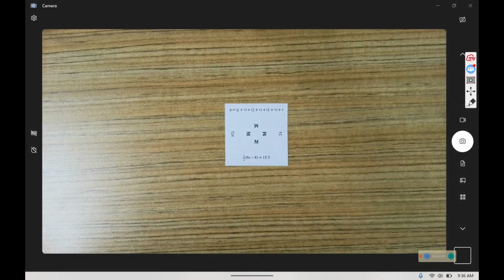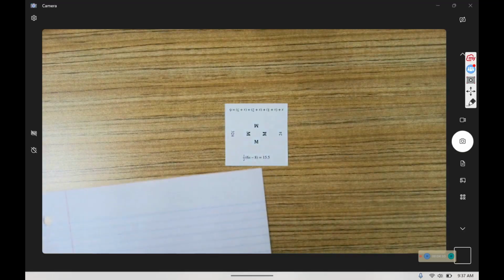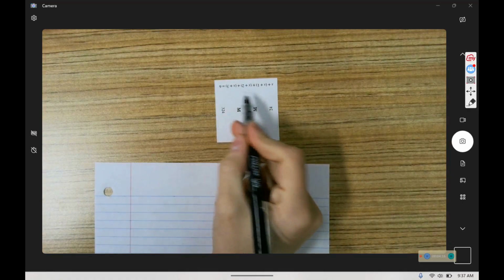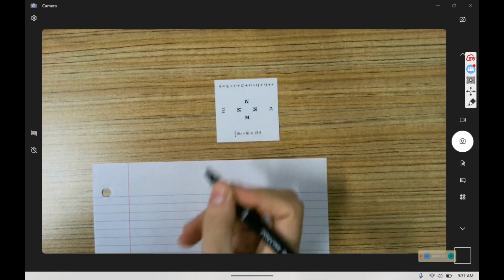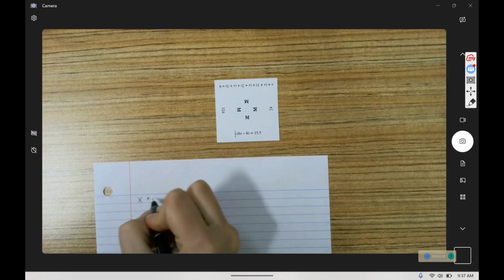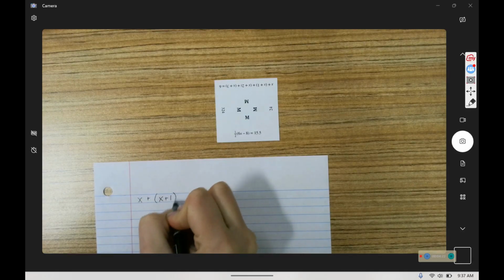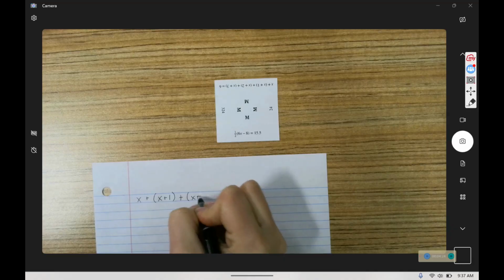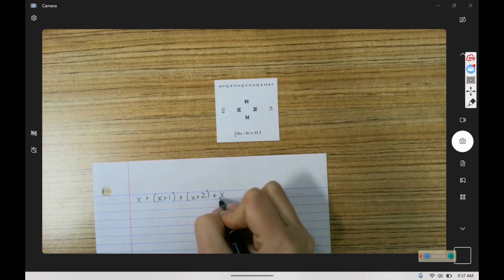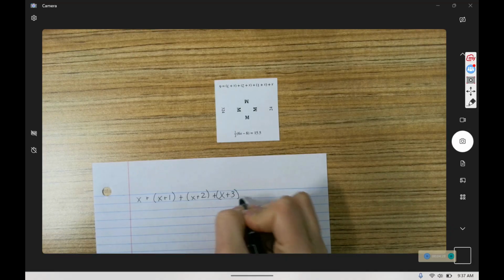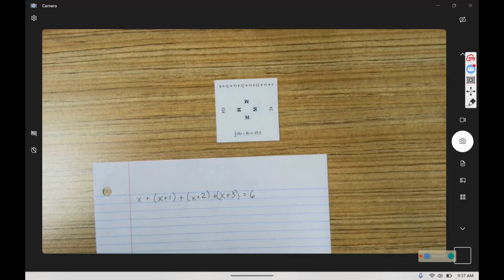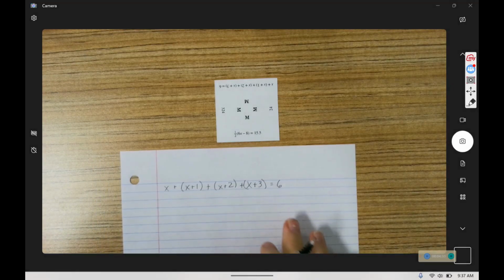I gave my students the first piece for the center as a hint to get them started. So I used M as my center piece. And on this card, I have 2 equations. I'm going to start with this top one. So x plus 1 plus x plus 2 plus x plus 3 equals 6. And we're going to solve that equation to begin.